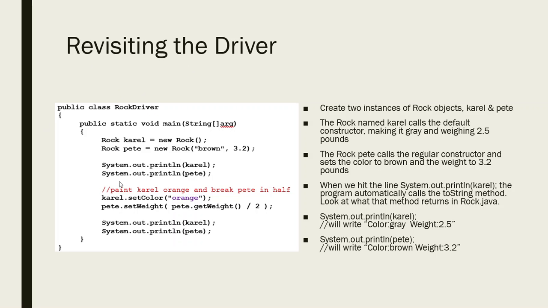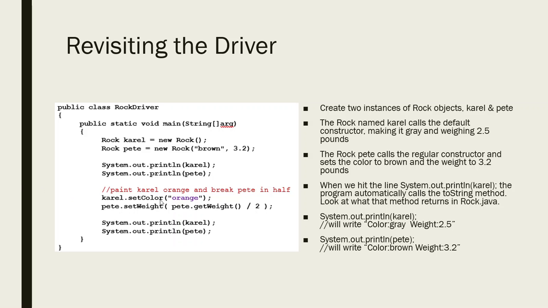The next thing I'm going to do is use the toString method, system.out.println Carol. That will call the toString method, and what that will do is print out the status of Carol. It will say that Carol is gray, weighs 2.5. Then it's going to call the same toString method, but in this case for the object Pete. And it's going to say Pete's color is brown, weight is 3.2.